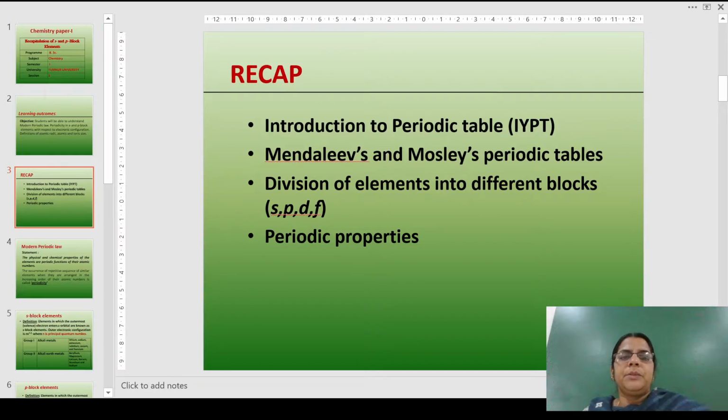Mendeleev was the first person to take up the separation or arrangement of elements into different groups and what we call as periods. Later on, Moseley was able to divide the elements into different groups and periods. This division of elements depends upon the atomic number, and all the elements have been divided into SPD and F block elements. And later on, we'll also know a few things about the periodic properties.